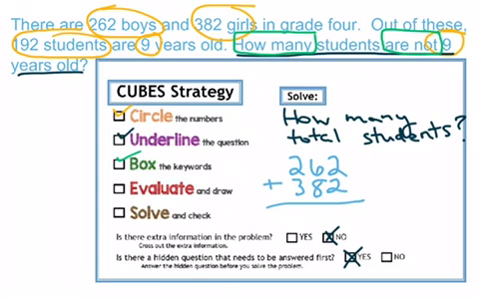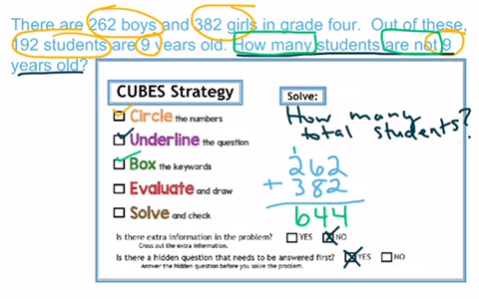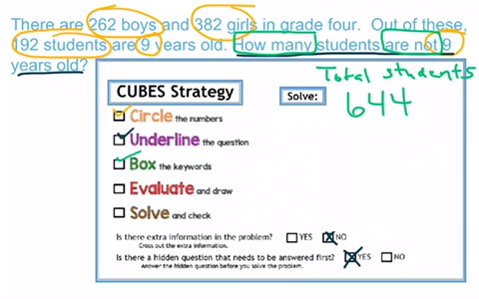So we will take our 262 boys and add the 382 girls. You should be doing this on your paper too. And you should get 644. That would be our total students. So now, since we answered that, we now can figure out from the total students how many are not 9 years old.